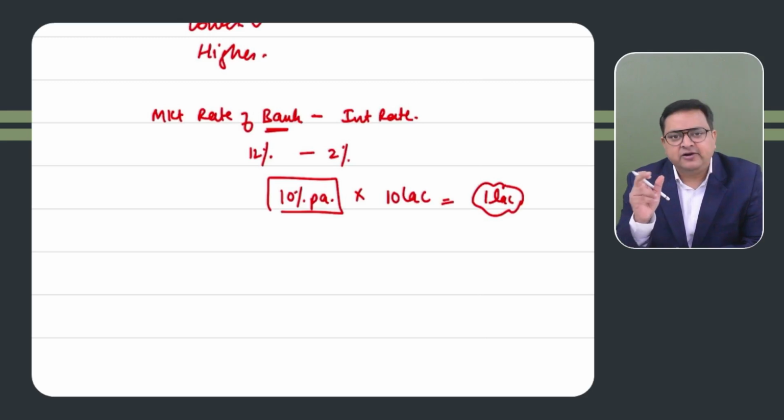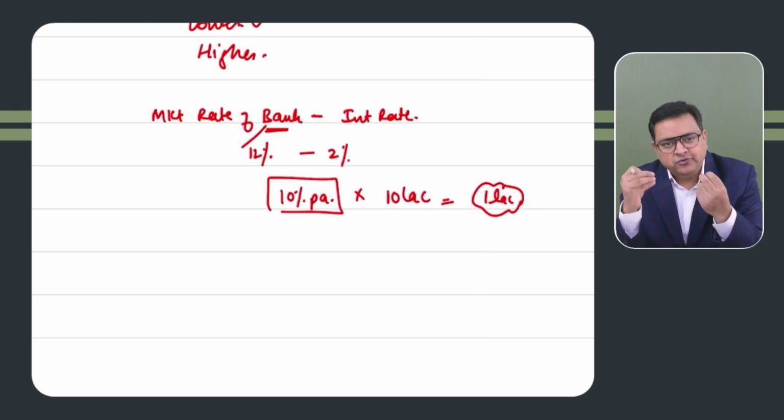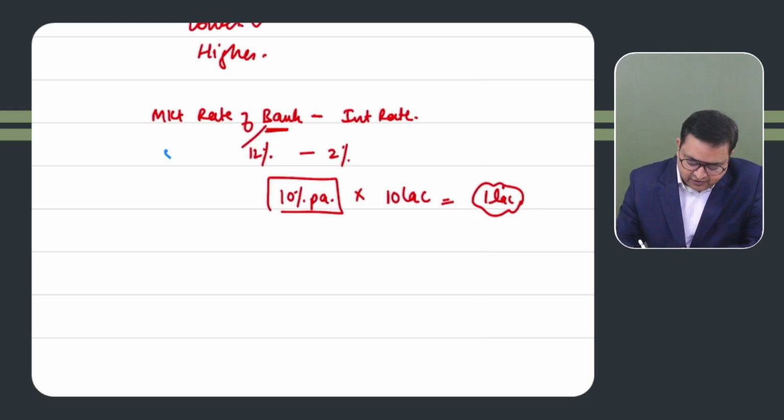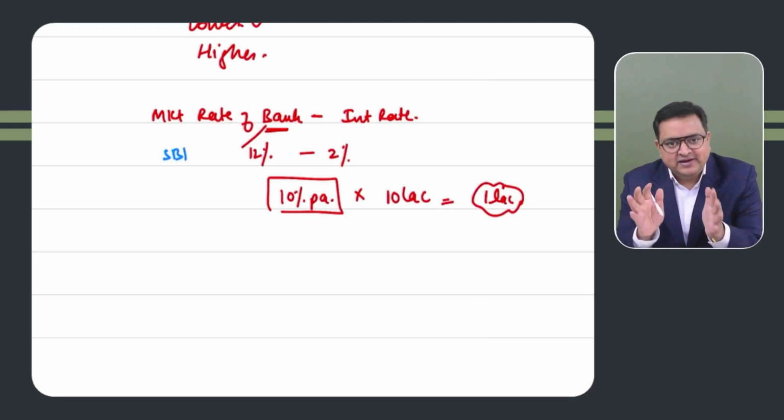Here, the market rate of the bank, which bank do you have to take? You have to take SBI. Generally, it will not be mentioned in the question. They will simply give you the market rate of the bank. But generally, we have to take the bank rate of SBI. But the bank rate of SBI might change during the year. So what do we have to take? We have to take the market rate of the bank on the first day of the previous year when the loan was taken.